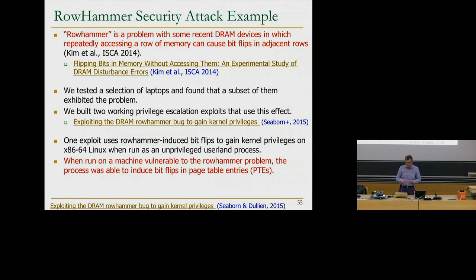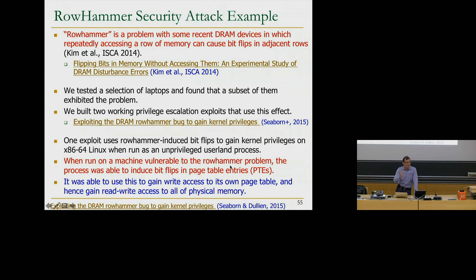So what they were able to do was induce a bit flip in the page table entry of a process, and they were able to flip the read-write bits, and they were able to gain access to all of physical memory. Make sense? And you can do this with what they've done. There's more detail, which I'm not going to go into, but it's actually very beautiful.